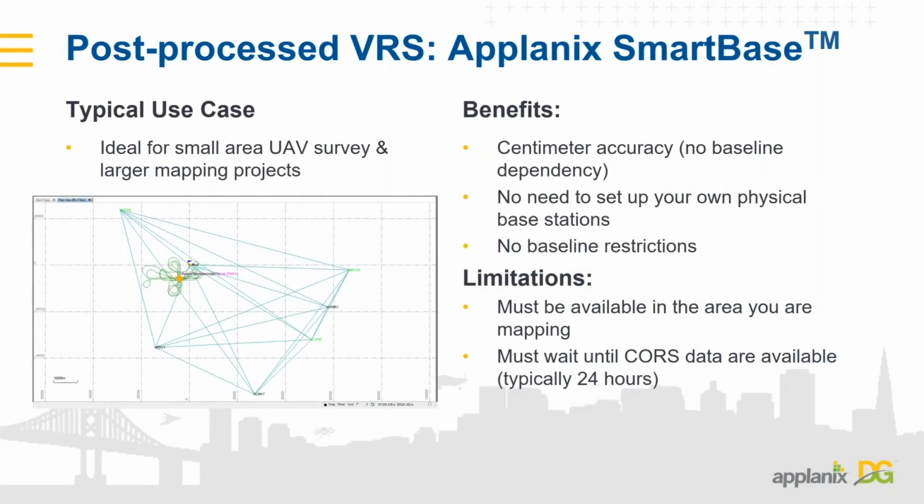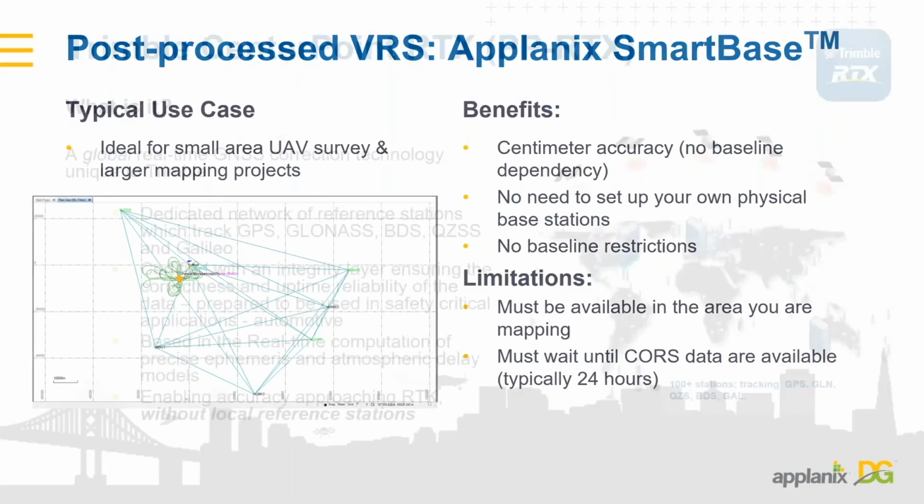So this is going to be really great for your larger areas or your corridor mapping, because you get that centimeter level accuracy without that baseline length dependency, because the baseline length is following along with the rover. Limitations mainly being that you need to make sure that your area has proper coverage, meaning the base stations surround your area so that we can do proper interpolation techniques, and that you must wait for the base station data to become available, typically 24 hours.